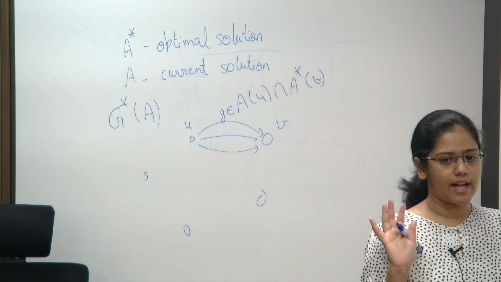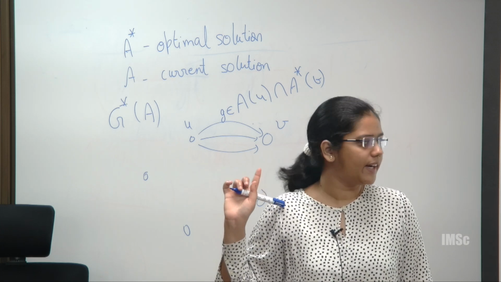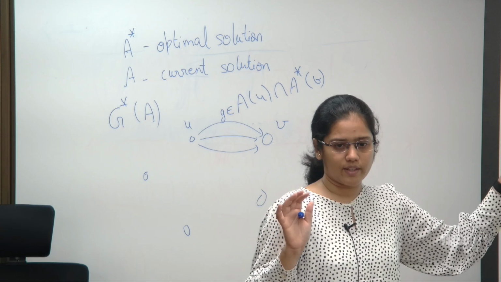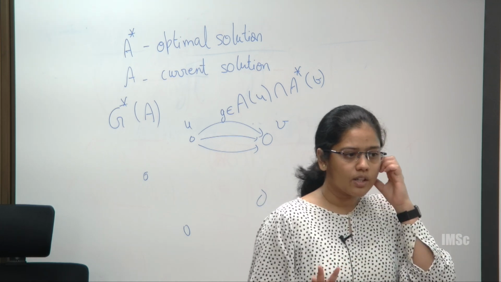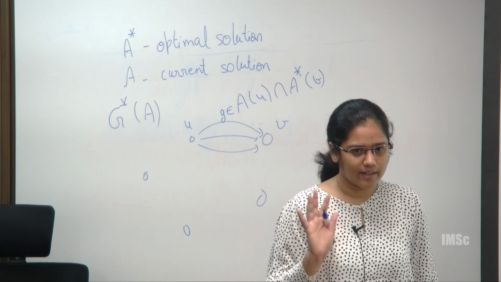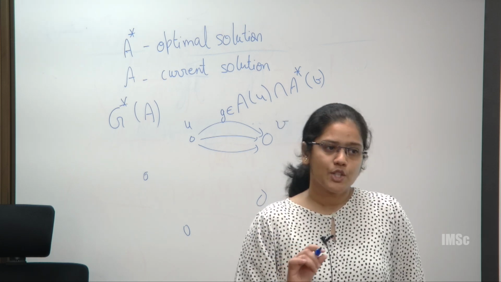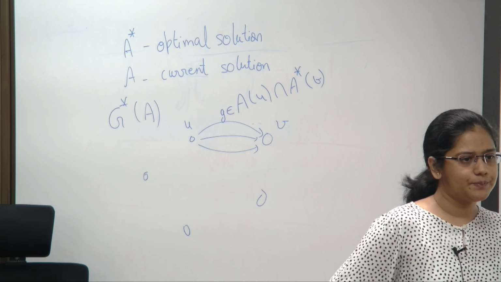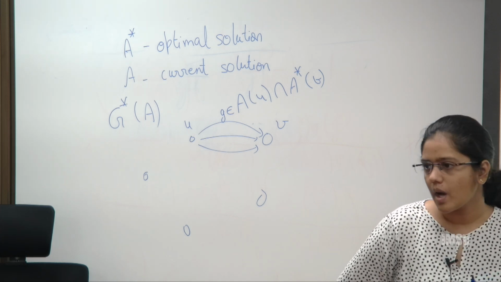This is only for analysis purpose. Clearly, I cannot draw it in my algorithm. My algorithm is over. I cannot see A star, so I cannot create this graph. This is just for understanding and analysis purpose. So, the construction of G star is clear, right?